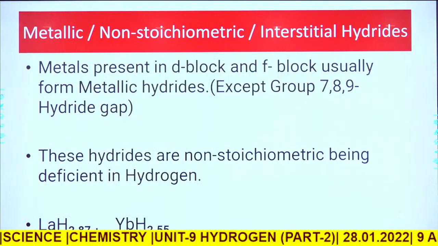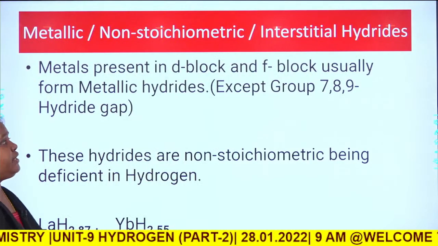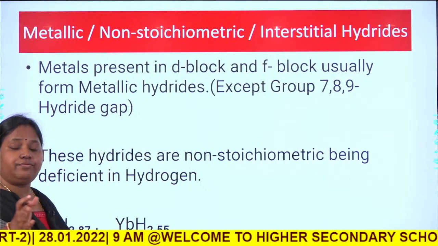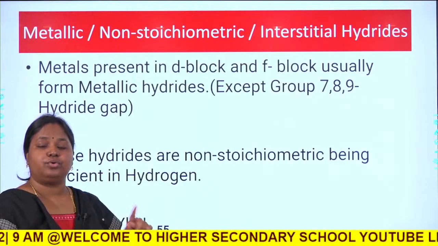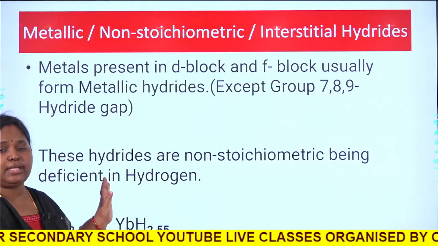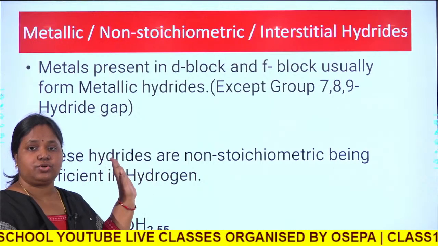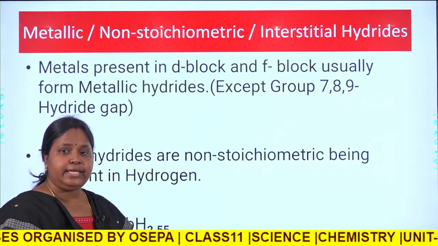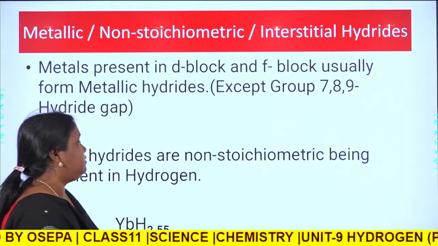And the last one is metallic or non-stoichiometric or interstitial hydrides. Actually these are the hydrides which are formed between hydrogen and D block and F block metals. These are called metallic hydrides. They suggest metals, and these are formed by hydrogen with D or F block elements.